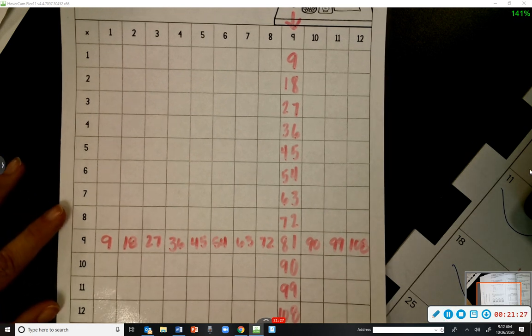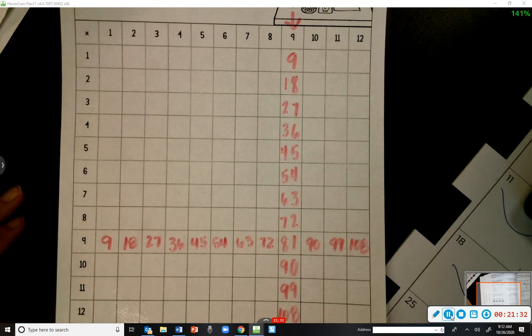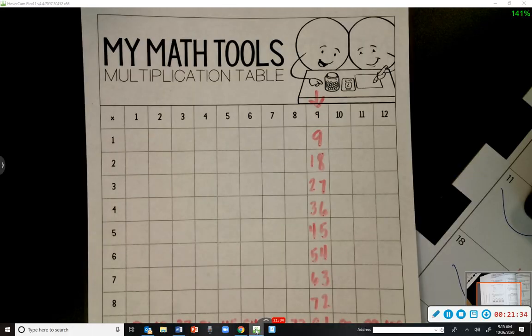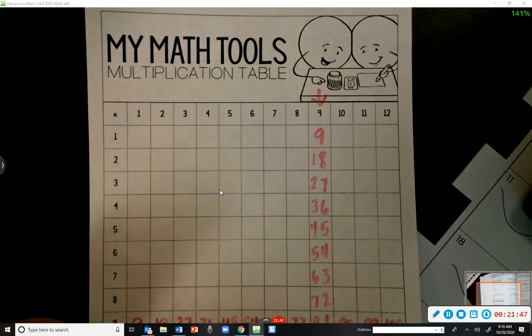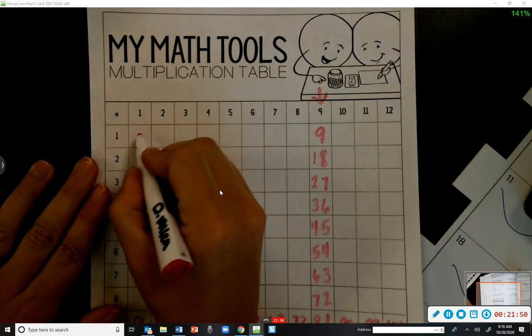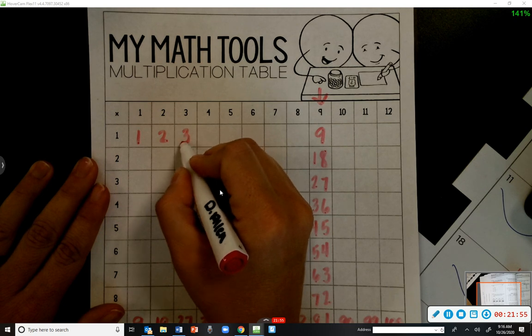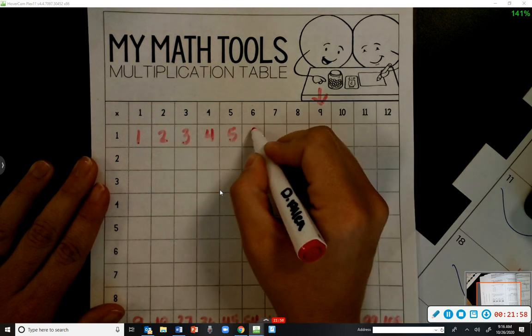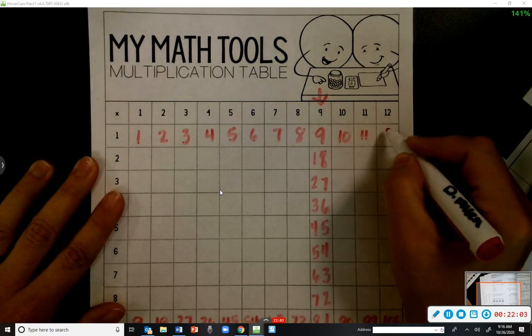Let's go ahead and do the ones and the tens. Fill those in on your own. Okay, let's go ahead and finish filling in what we know because we know how to skip count and we know the patterns. Okay? For the ones, we talked about how we could fill those in super easy, right? Because all you're doing is just counting by ones. So it would be 1 times 1 is 1. 1 times 2 is 2. 3, 4, 5, 6, 7, 8, 9, 10, 11, 12.